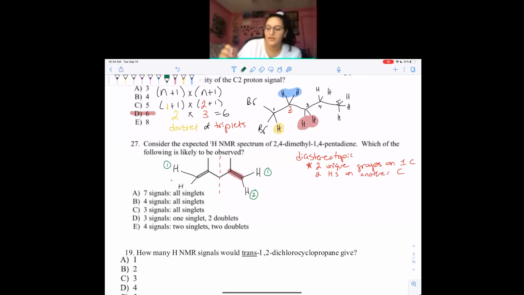So then from here, we know that this hydrogen is signal 3. And we also know that these methyls are exactly the same, so that will be signal number 4. So we can get rid of A, C, and D. Now between B and E, which one do you guys think is correct?